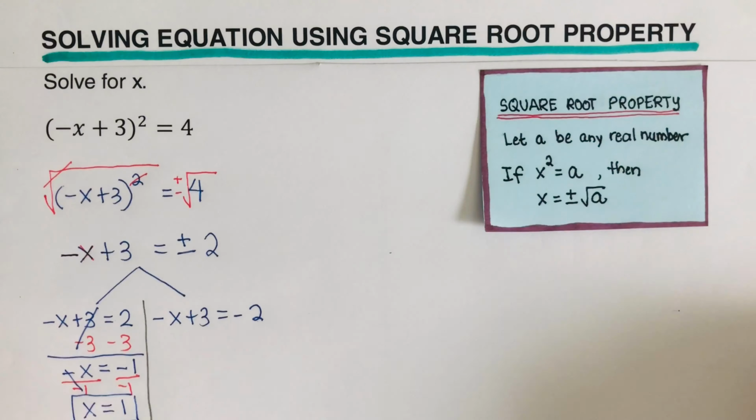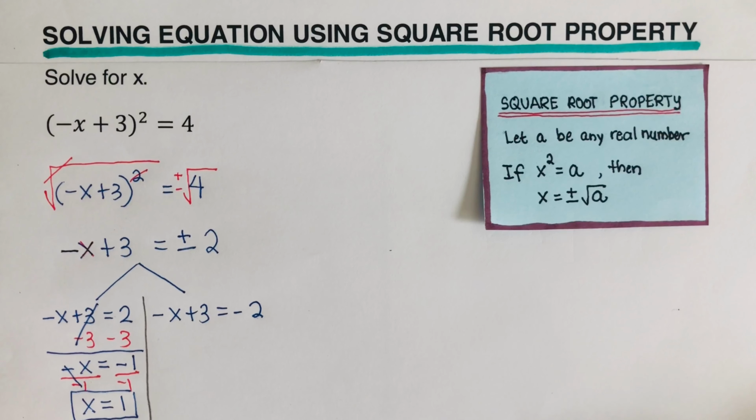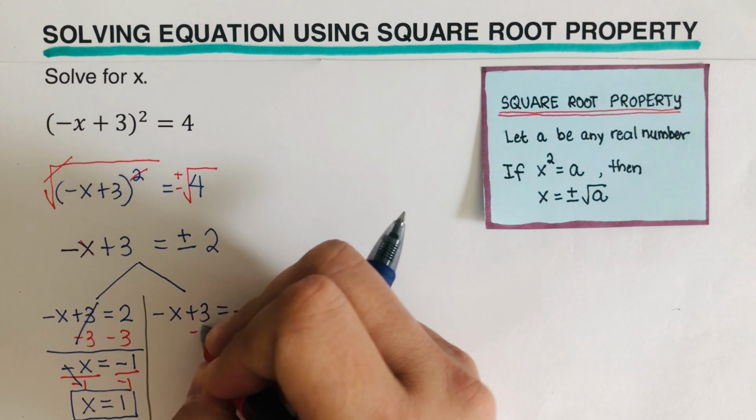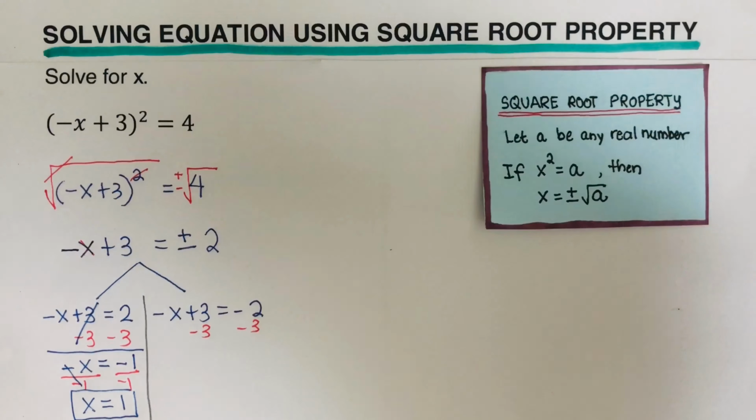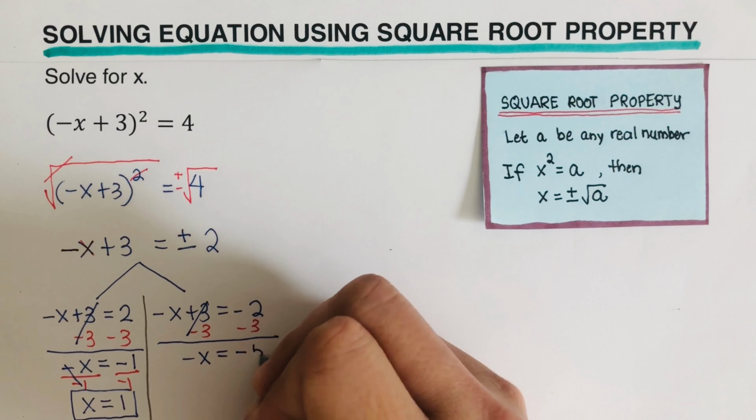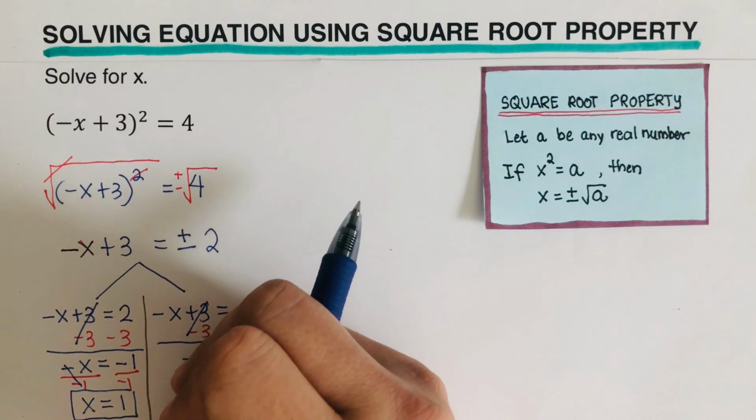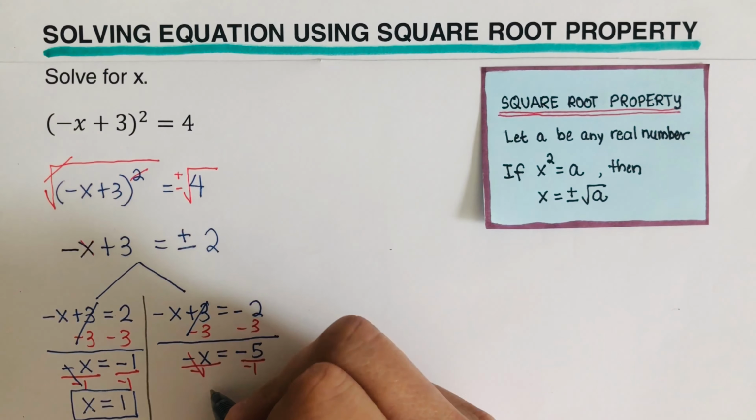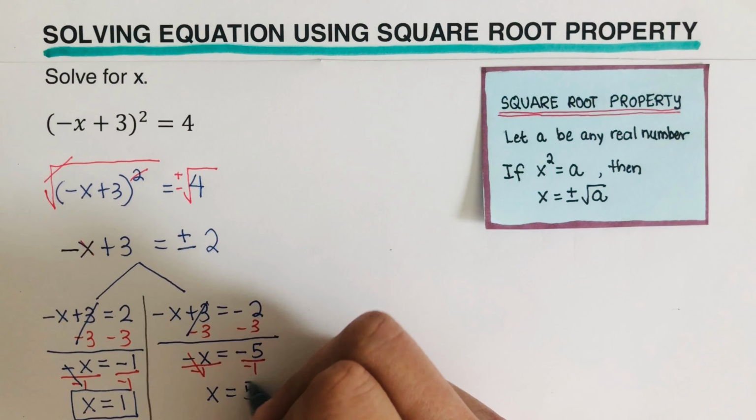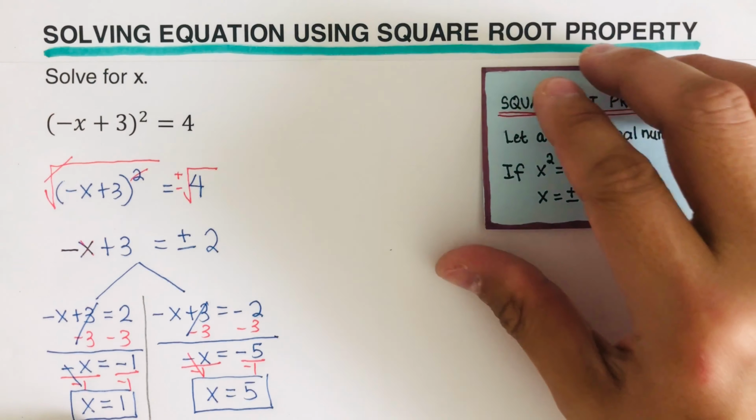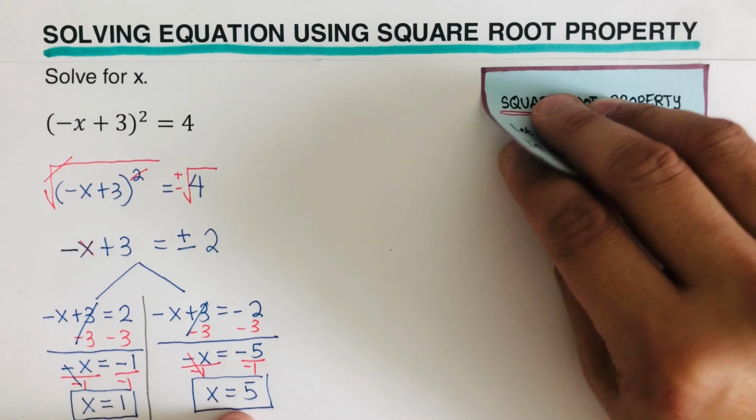Now we move on to the other equation with the negative 2 right here. So we go ahead and subtract 3 from both sides, minus 3. So then we are left with negative x is equal to negative 5. We want a positive x, so we're dividing negative 1 from both sides. So then we cross the negative 1 out, so we're left with x is equal to positive 5. So we have solved the solution to this equation right here. That's going to be positive 1 and positive 5.